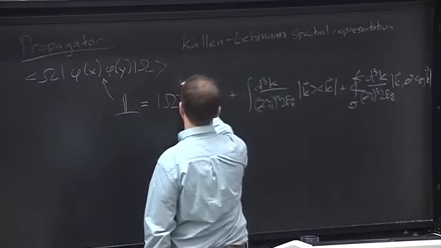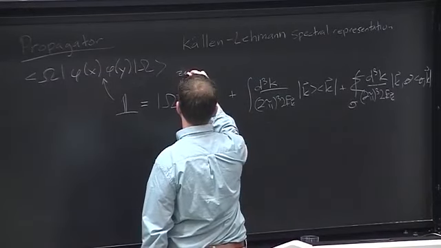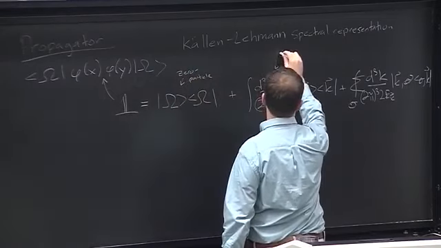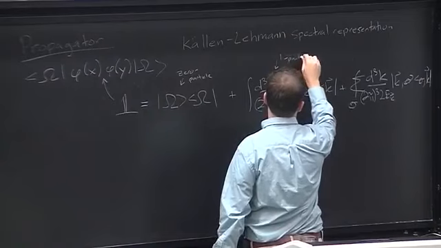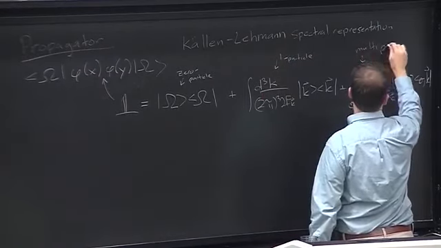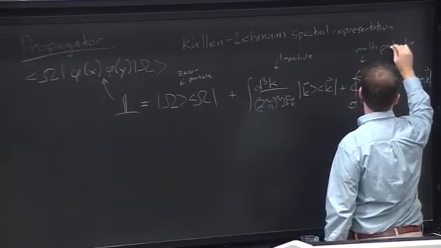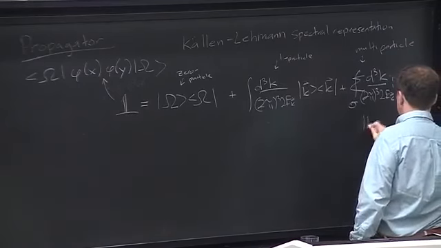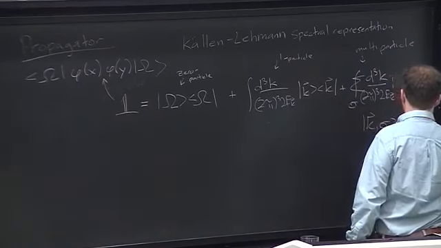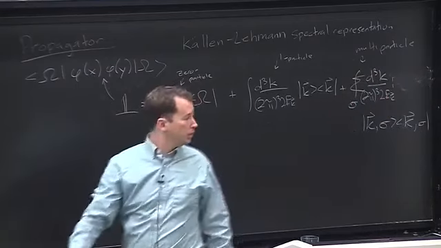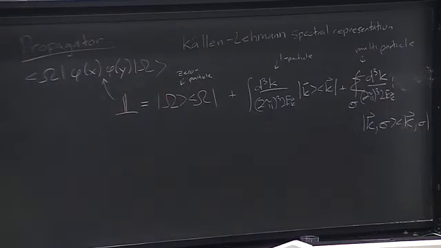So this is the 0 particle. This is 1 particle. This is multi-particle. I don't know if you can read this. This here says k, sigma. k, sigma. Okay.